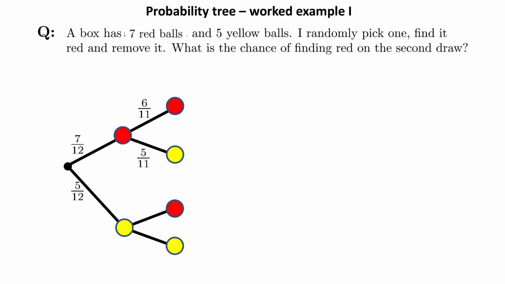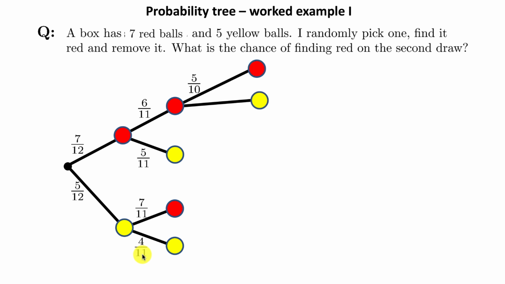Now let's work out the lower part of the probability tree. Suppose I had found a yellow ball. In that case, you can see that the probability of finding a red ball on the second draw would be 7/11 because one ball had turned out to be yellow and there are only 11 balls left, and correspondingly the probability on the second draw of finding a yellow ball would be 4/11 because there are only 4 yellow balls left and a total of 11.